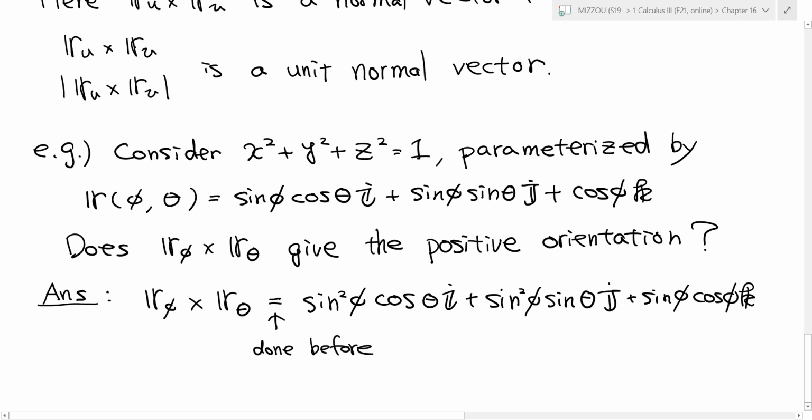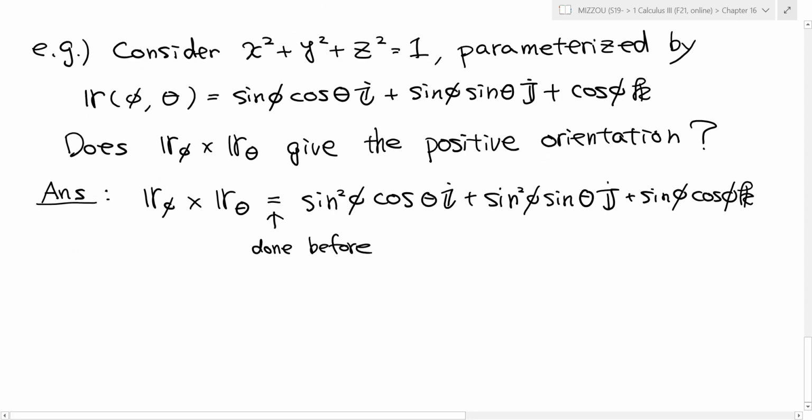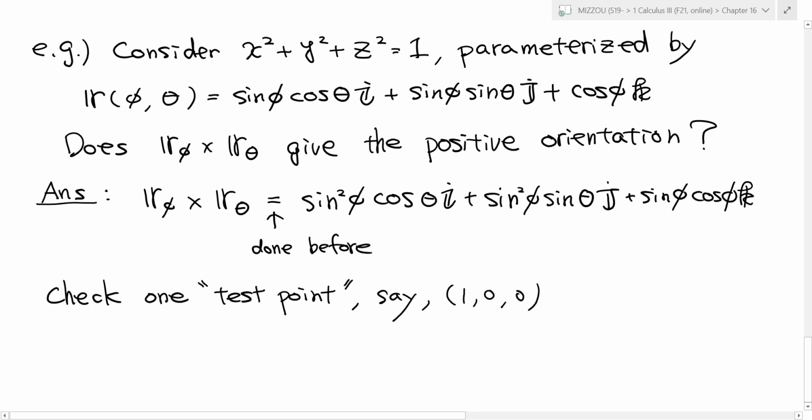But this was done before. Actually, you may just do it now if you like. I'm not gonna do it. It's a straightforward exercise to compute this. And then, is this outward or inward? If you just look at it, it's hard to tell. So the way to check is to use, so to speak, a test point. Namely, just pick one point you like on the surface. Let's say in this case, (1, 0, 0). The (1, 0, 0) corresponds to what? Phi is pi half and theta is 0.